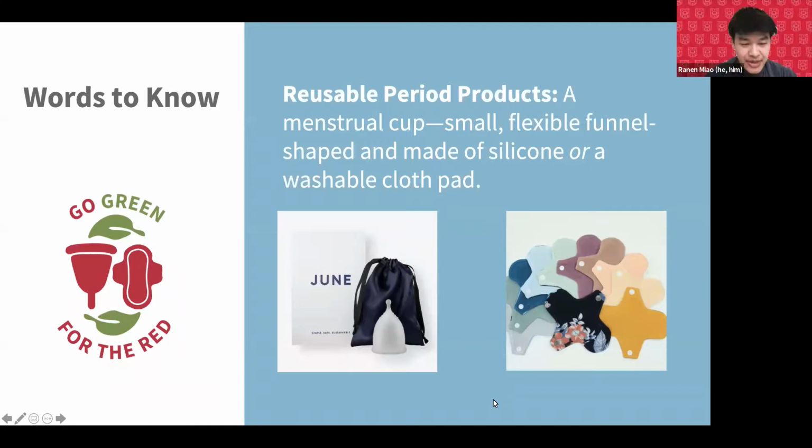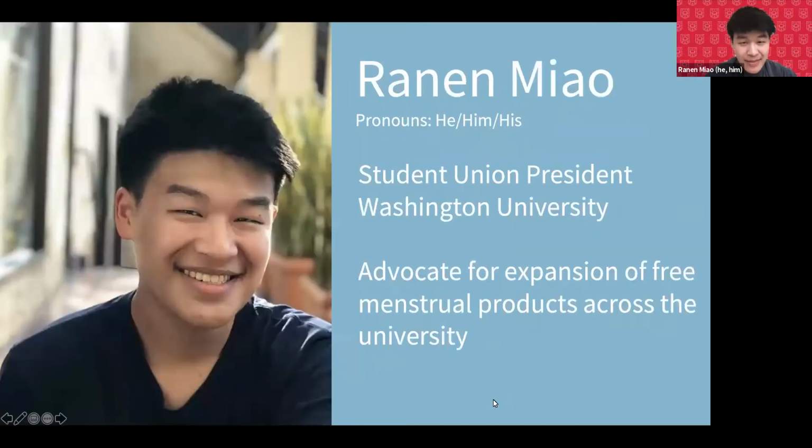Thank you. Hi, everyone. My name is Ranen. I use he, him, his pronouns, and I'm currently serving as the student union president. I spent the past 2 years advocating for the expansion of free menstrual products across our university, and I'm proud to announce that for the 2021-2022 school year, we'll be getting $50,000 extra dollars.